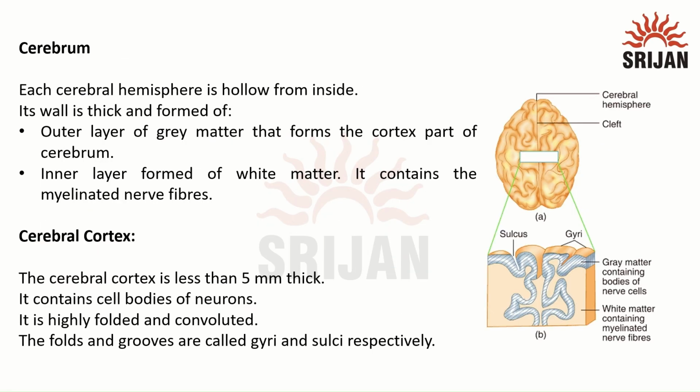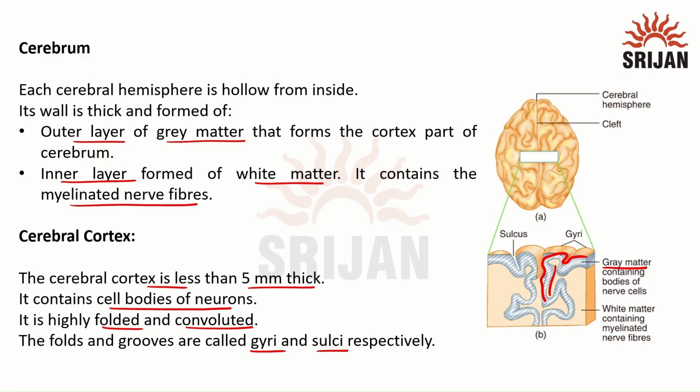Now, if we see the cerebral hemisphere cut section, the outer layer has gray matter because of the presence of cell bodies, and the inner layer is white matter because of the presence of myelinated nerve fibers. So here we can see the gray matter on the outer surface of the cerebrum and white matter in the center. Now, the cerebral cortex is less than 5 mm thick. It contains the cell bodies of neurons, and is highly folded and convoluted. These folds and grooves are known as gyri and sulci respectively.